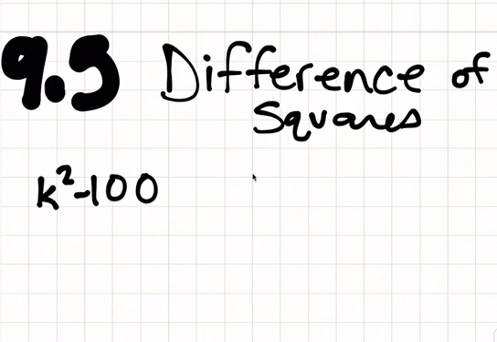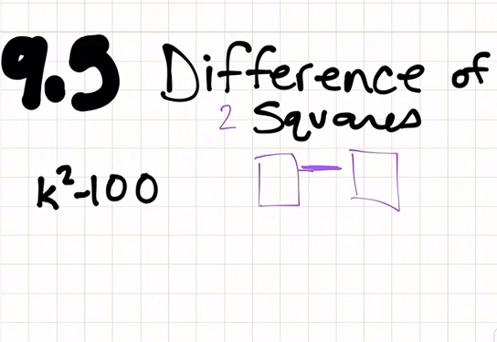Difference of squares. Difference means we would be subtracting, okay? And sometimes I would say this is a difference of two squares. So you have to have a perfect square here, subtract a perfect square here. If that's what you have, this is great.